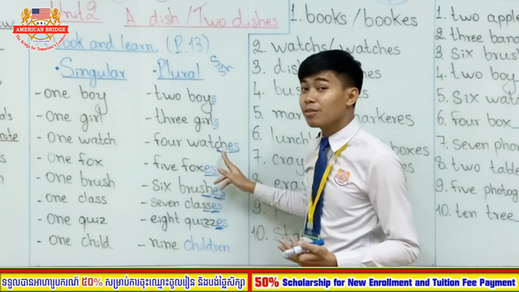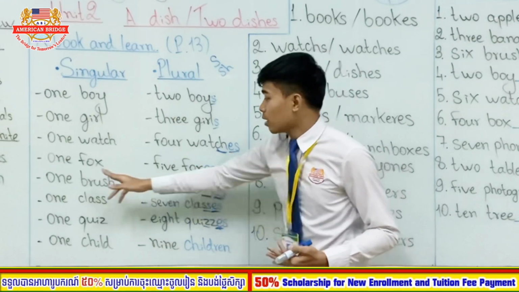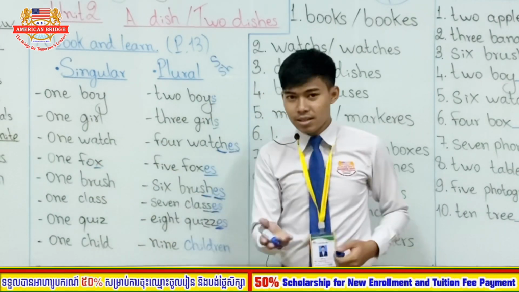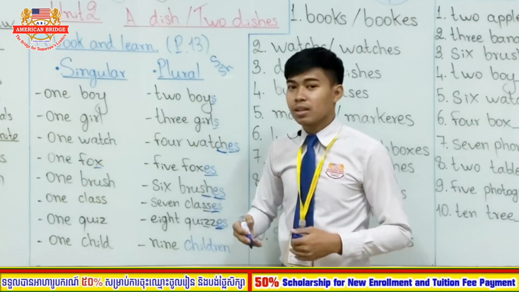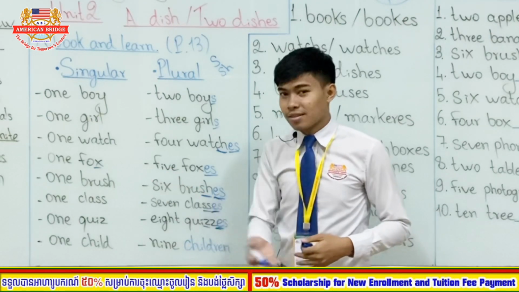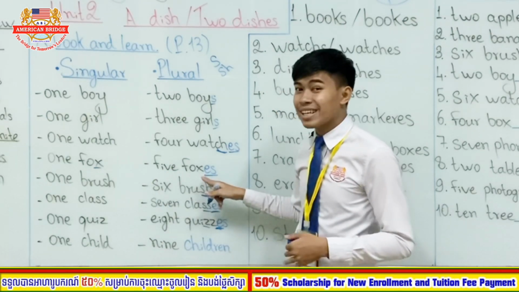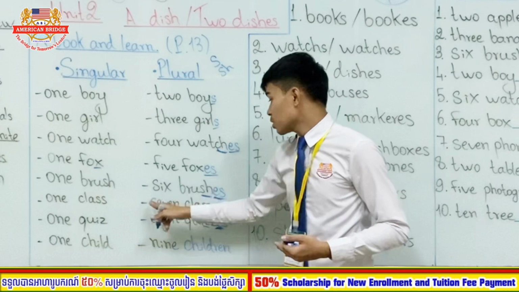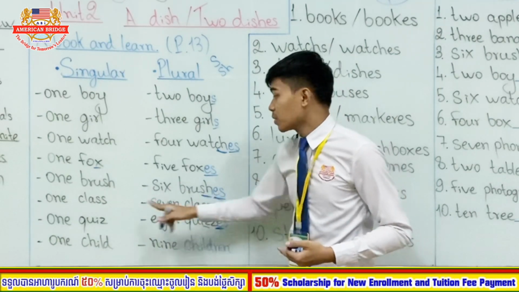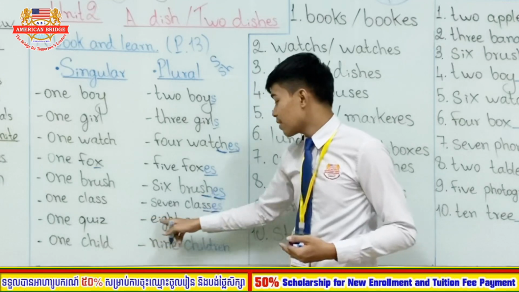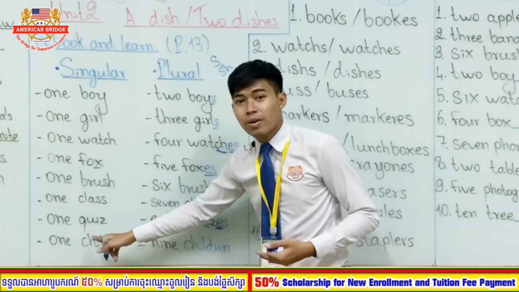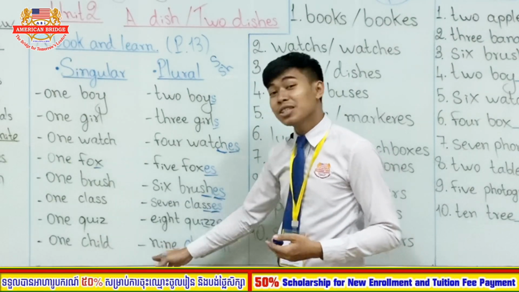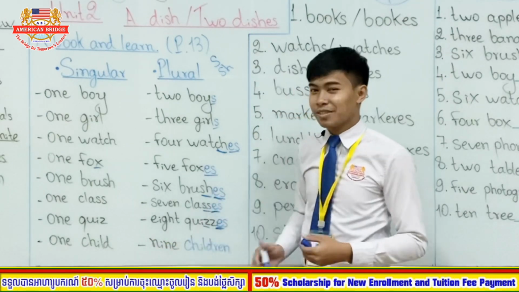One watch, four watches. Here we add es. Don't forget es. Okay. Four watches. One fox. Don't forget es, because x here has the s sound. Fox, like the word box. Okay. So 5 foxes. Don't forget es. One brush, 6 brushes. One class, 7 classes. One quiz, 8 quizzes. One child, 9 children. One child, 2 children. One child, 3 children. Right?